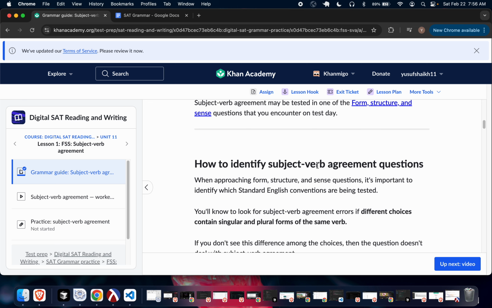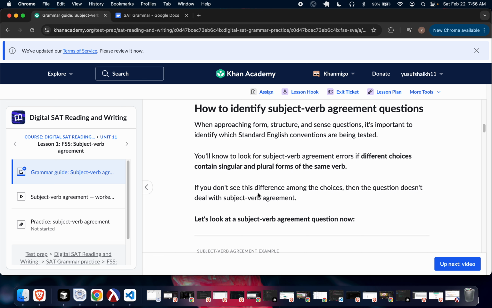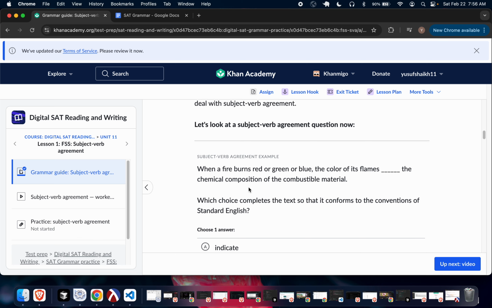So how do we identify subject-verb agreement questions? When approaching form, structure, and sense questions, it's important to identify which standard English conventions are being tested. You'll know to look for subject-verb agreement errors if different choices contain singular and plural forms of the same verb. If you don't see this difference among the choices, then the question doesn't deal with subject-verb agreement. Let's look at an example.